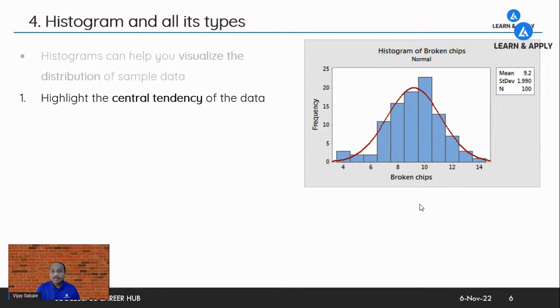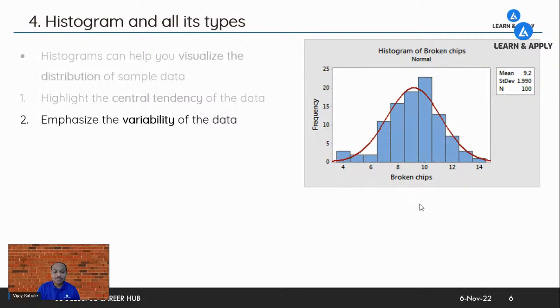First, it highlights the central tendency of the data. That means where is the center of your data? What is the mean, median, mode of your data? Second, it also emphasizes the variability of your data. That means what is the standard deviation you have? What is the variation in your observations? That will be indicated by the histogram.